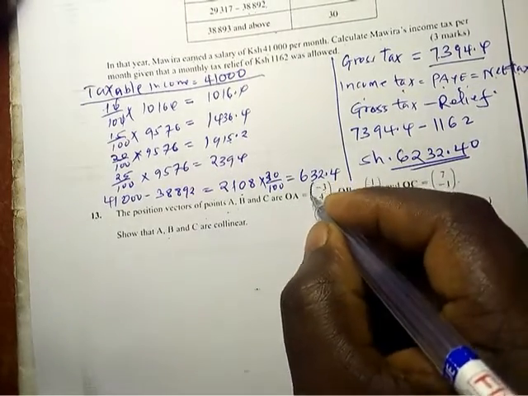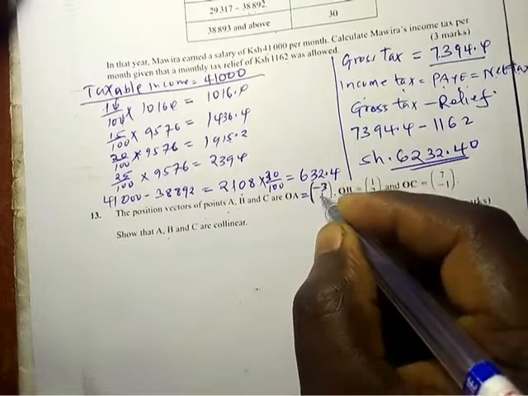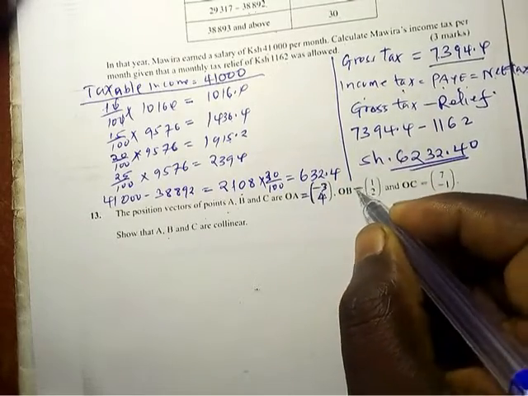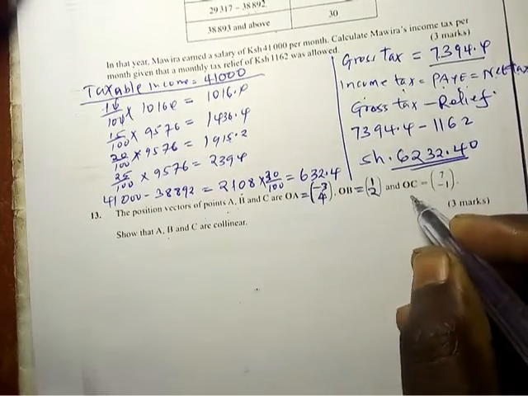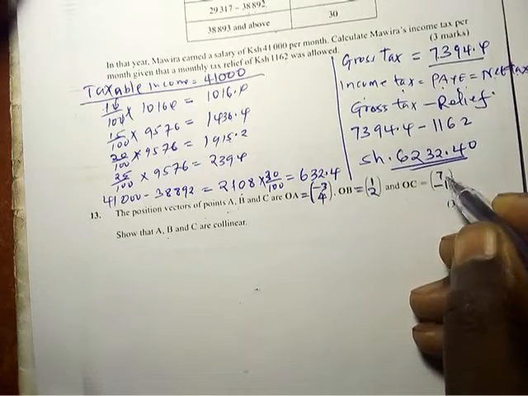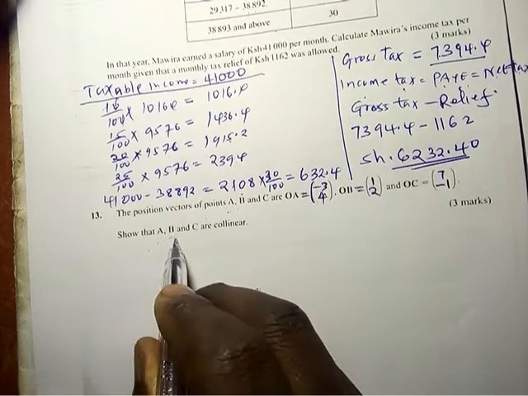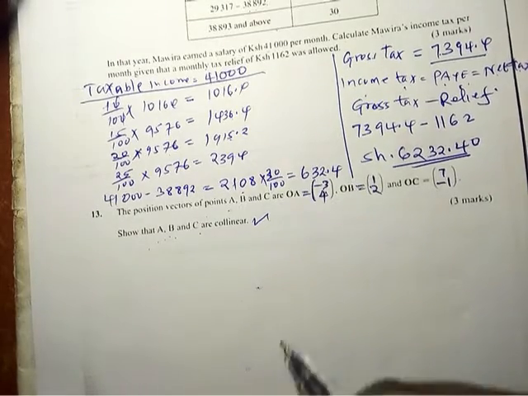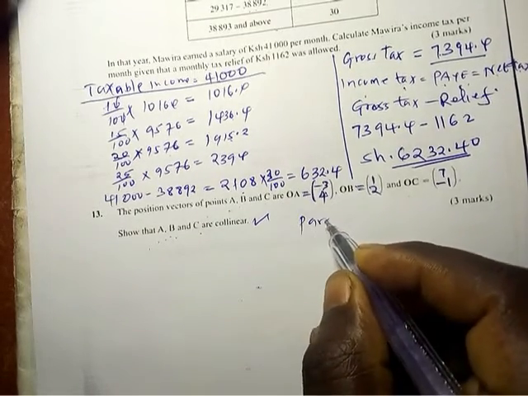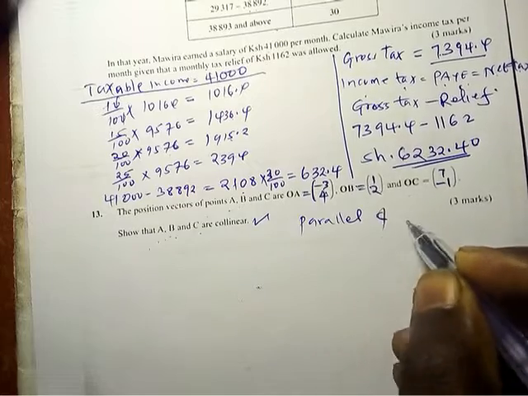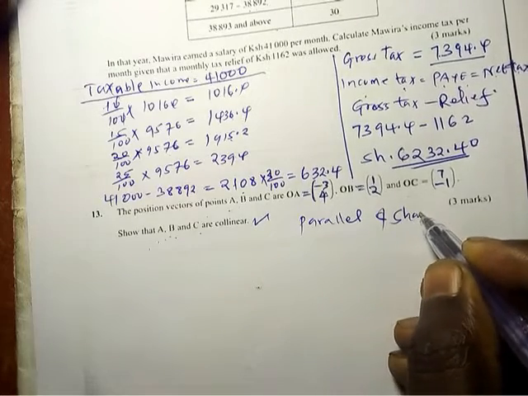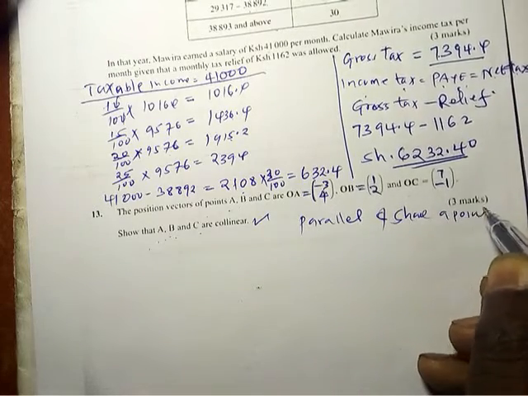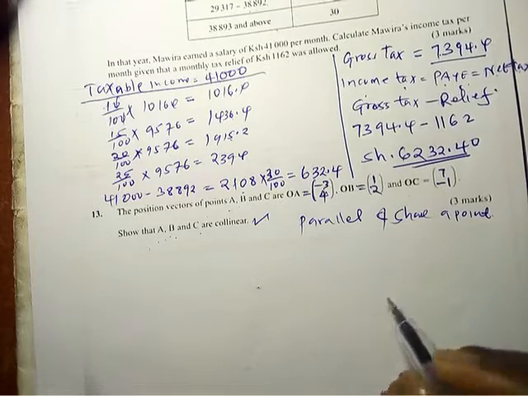The position vectors A, B, and C are this. OA is equal to (-3, 4), OB equal to (a half, ...), and OC is 7. Show that A, B, and C are collinear. So to show that they are collinear, first you show that they are parallel, and then secondly they share a point. 2 points here, they share a point.